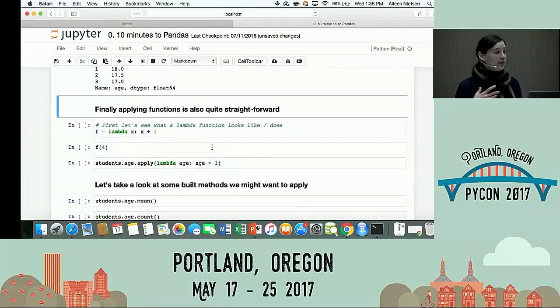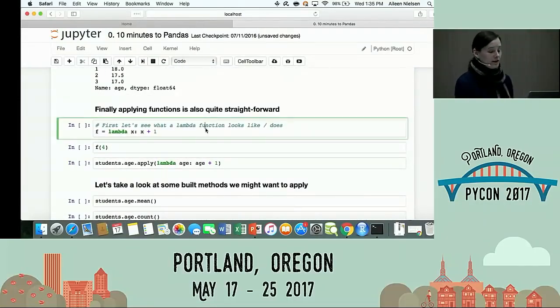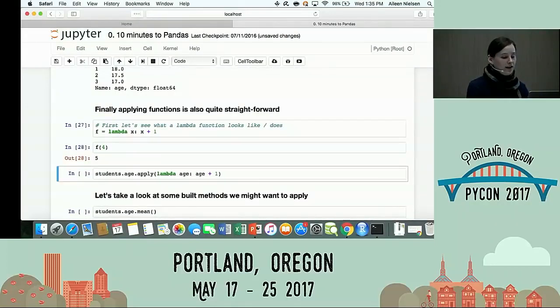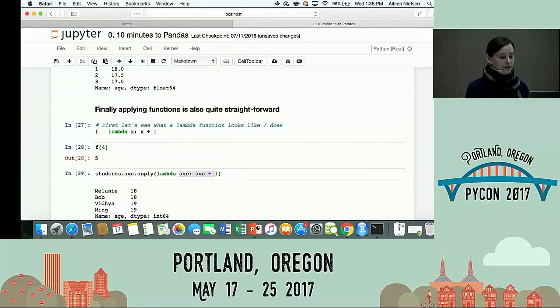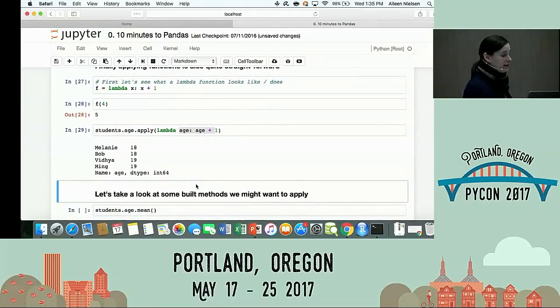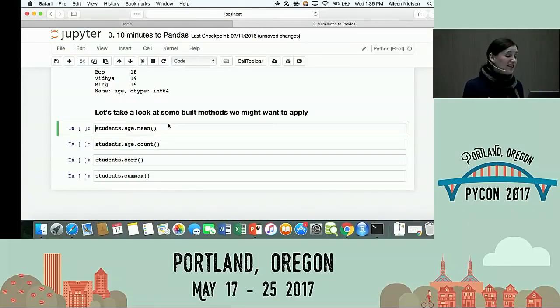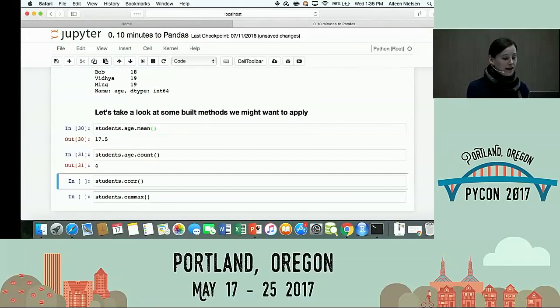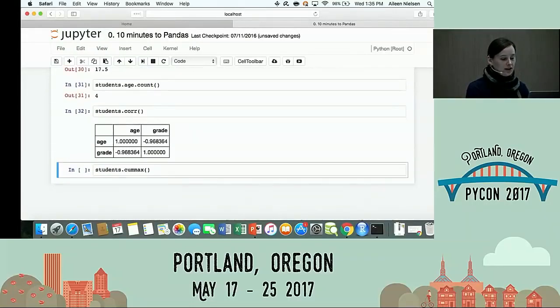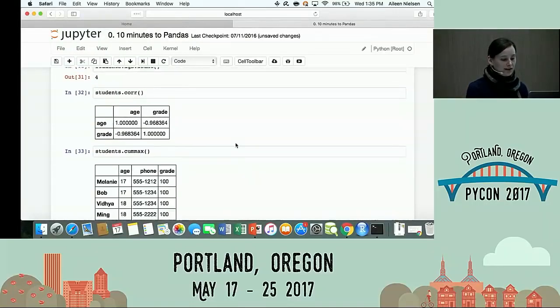And finally, I can do things like apply a lambda function really quickly, right? So if I just define a lambda, here you can see I want to just age up my students by a year. Boom, it's done, right? And there are my students. Instead of 17 and 18, they're 18 and 19 now. A couple of built-in methods that you should be aware of, we'll use a lot today, and that are just handy are mean, counting, correlation, and max.